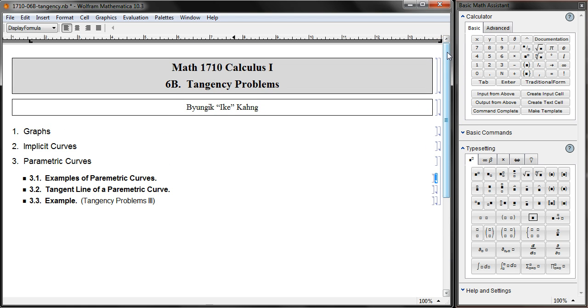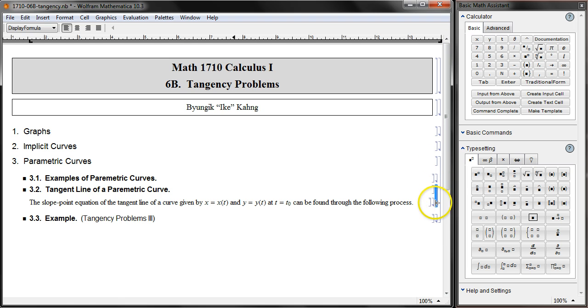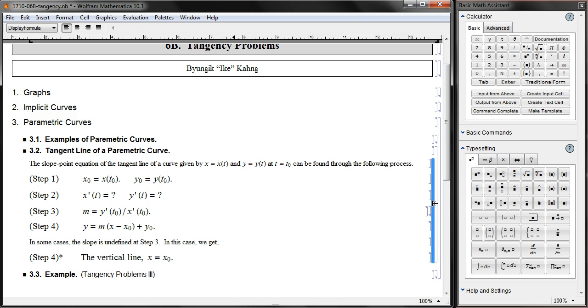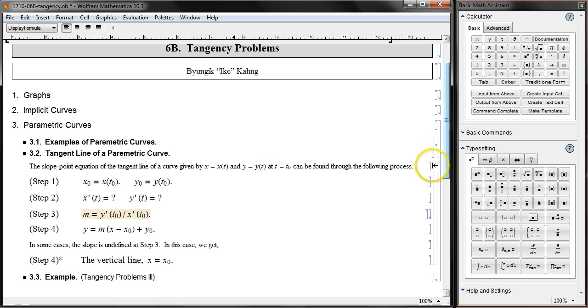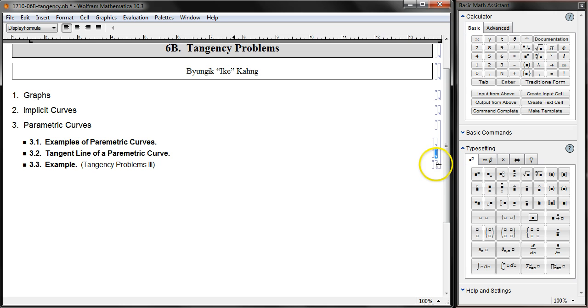Okay, in this video let's talk about the calculus of it, that is, the tangency problem. In short, you have to remember this formula: the derivative of y over the derivative of x is the slope, y prime over x prime, evaluated at time t0. Let's postpone the theory a little bit and do at least one problem, maybe two, before coming back to talk about the theory.